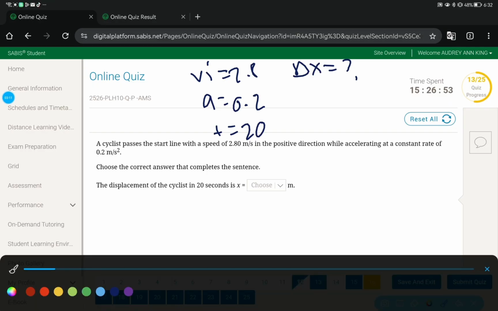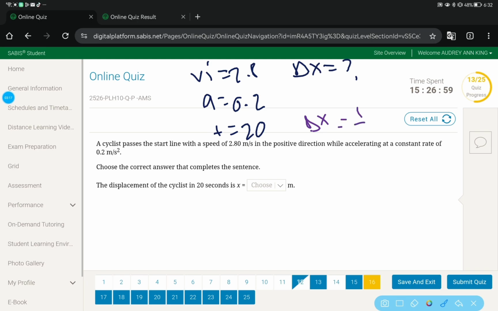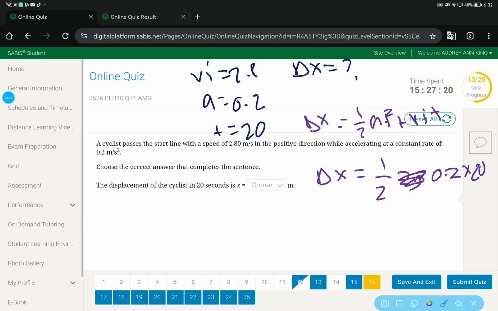So we don't have final velocity, so we're going to use the formula delta x equals half of acceleration times time squared plus the initial velocity times time. So after just replacing, you're going to get 0.2 times 20 squared plus the initial velocity, so 2.8 times 20, so you should get 96.